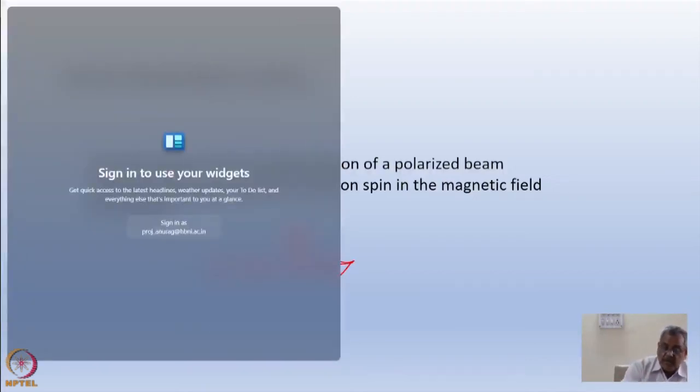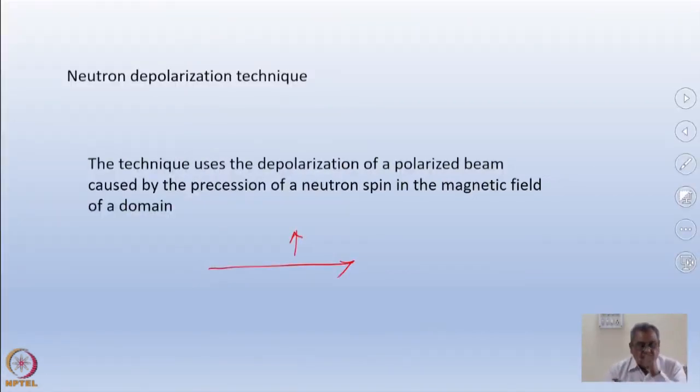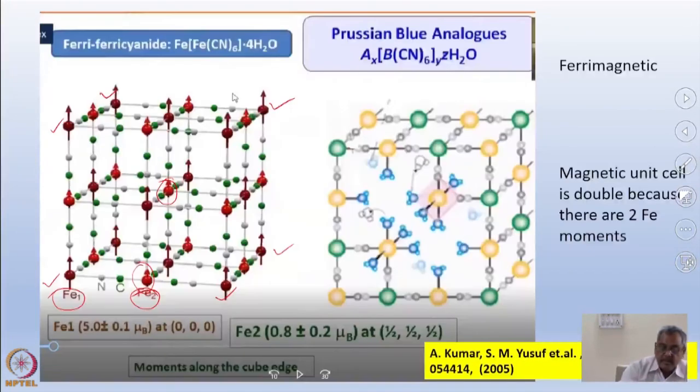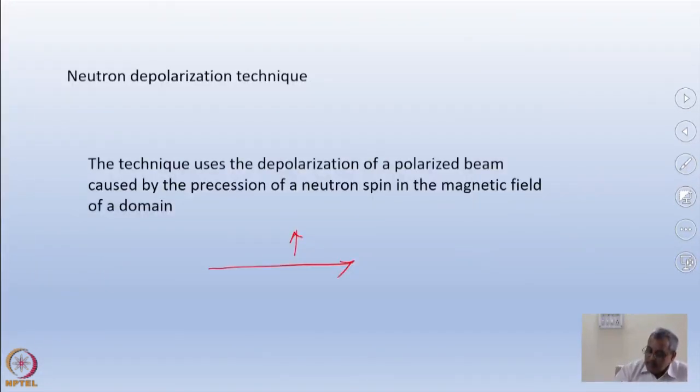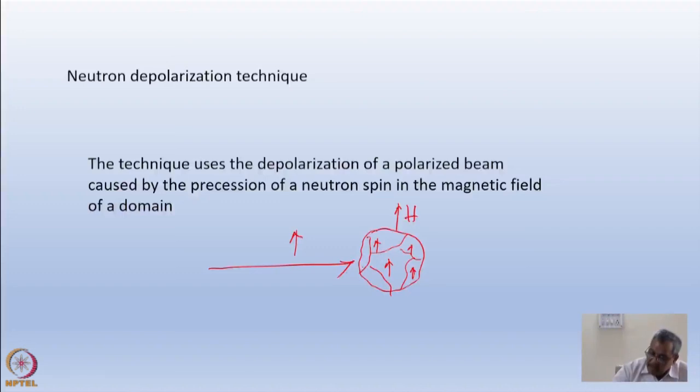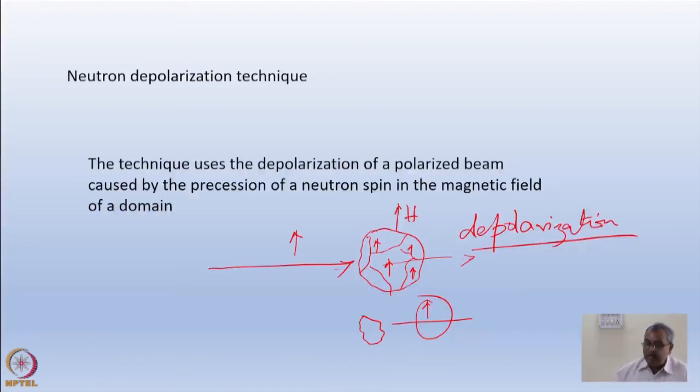Let me just emphasize, for all these experiments that I presented to you, we used an unpolarized neutron beam. But for depolarization experiments, we need a polarized neutron beam. We apply a magnetic field on a sample. There are domains inside the sample, magnetic domains, and they are aligned with an externally applied field H, and in the neutron path, the domains force the neutron to undergo precession, and this precession causes depolarization or loss of polarization of the neutron beam, which we measure in this experiment.